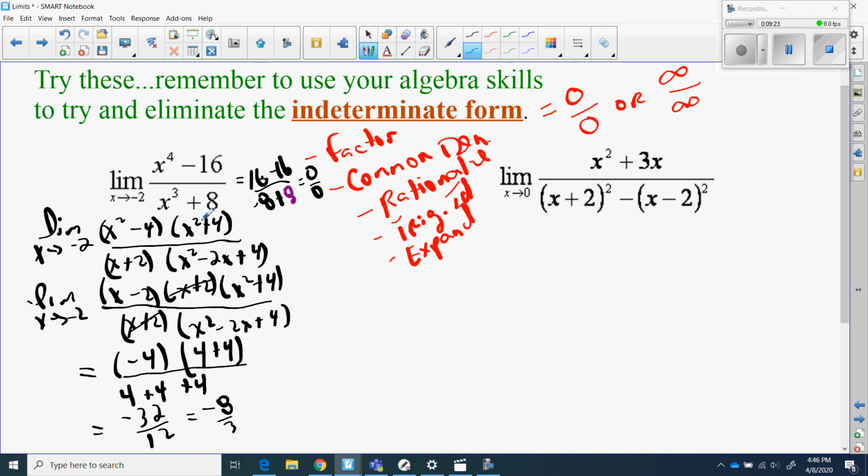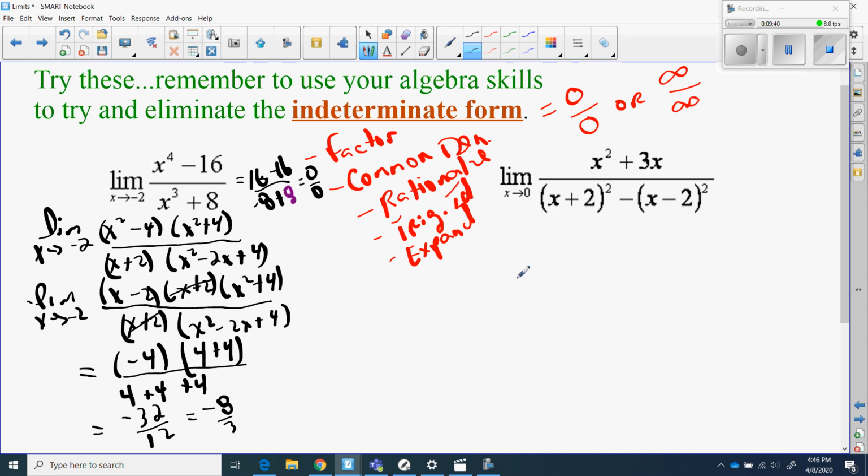So I relied upon my factoring skills. Once I did my substitution, I did not get 0 over 0 like I did in the beginning. And the reason for that is because I got those 2 factors to cancel each other out.